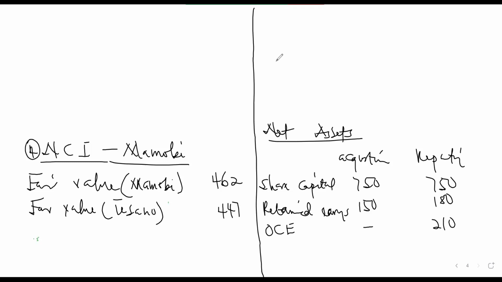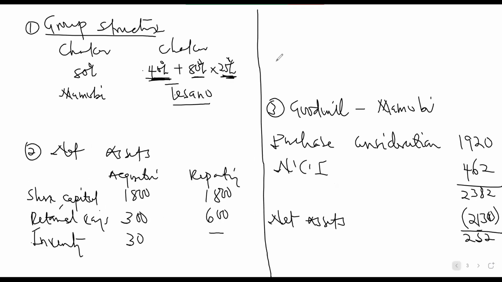Okay, I will take that again. Whatever profit Mamobi will be having from Tesano, the NCI will be having what? 20%. So NCI will be having 20%, and that will give us 5%. Are we correct?